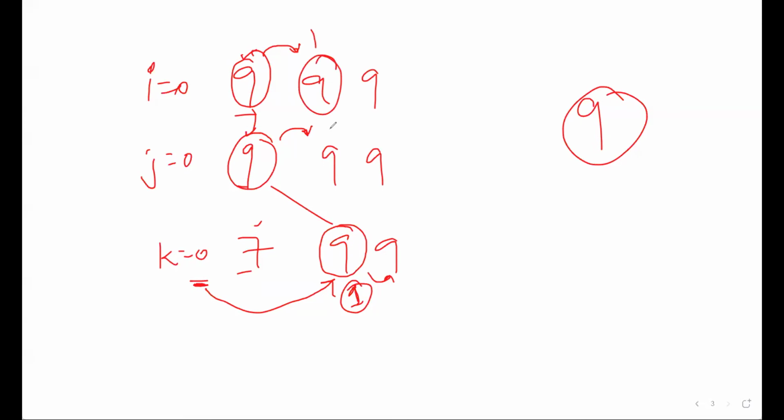So I is incremented to index 1, J value is 1, and K value is 2. Now the elements here are also the same. So according to our logic, we'll print again. But this is not what the problem is asking. The problem is asking us to print a value only one time. So how do we tackle this issue? I don't want to print 9 again and again.